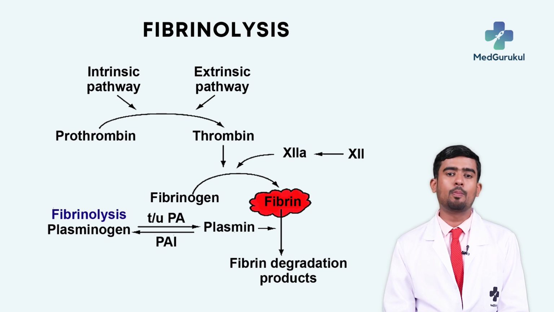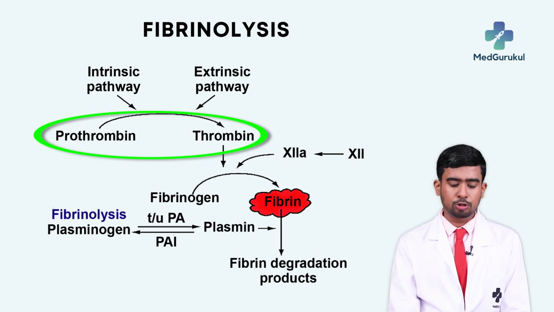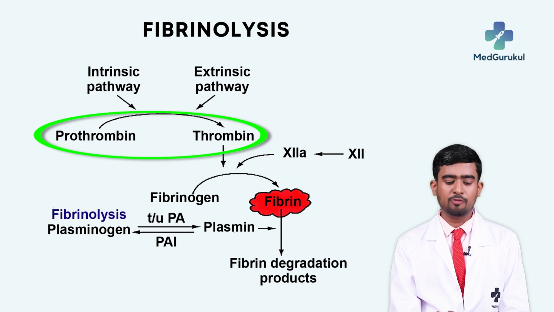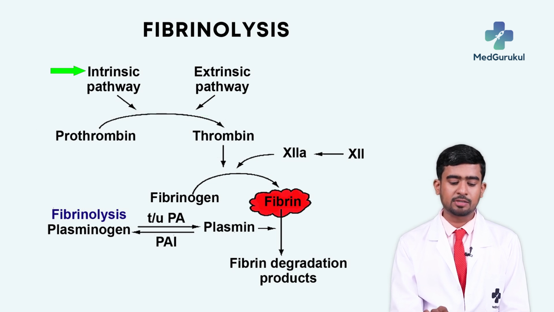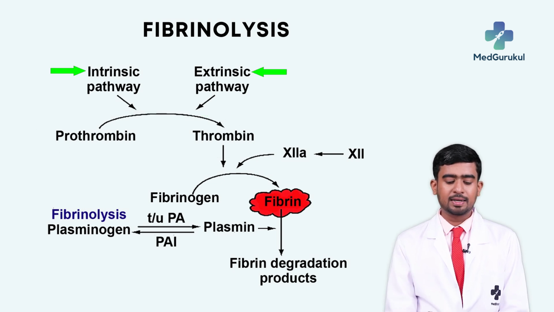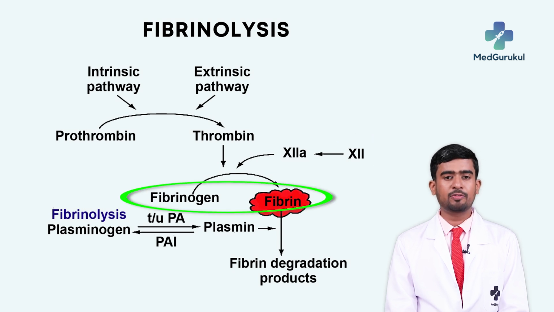So, we will see the components of the fibrinolytic system, which is also called the plasmin system, and we will see the mechanism of it. In this picture, we can see prothrombin getting converted to thrombin via two pathways, intrinsic as well as extrinsic pathway, as well as being stimulated by factor 12, and fibrin is formed from fibrinogen, which is the last step of coagulation.